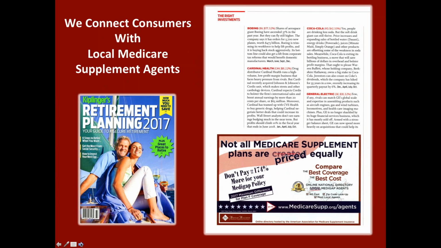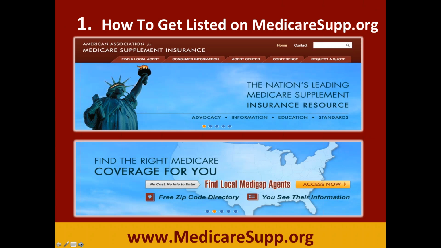We also promote the listing. So the Kiplinger's Retirement Planning 2017 guide, we have an ad that runs in there. This is what we use the monies that agents pay for listings for. We want it to be reciprocal. We want it to benefit the agents who are listed. So we have an ad in the Retirement Planning guide that drives people to MedicareSupp.org.